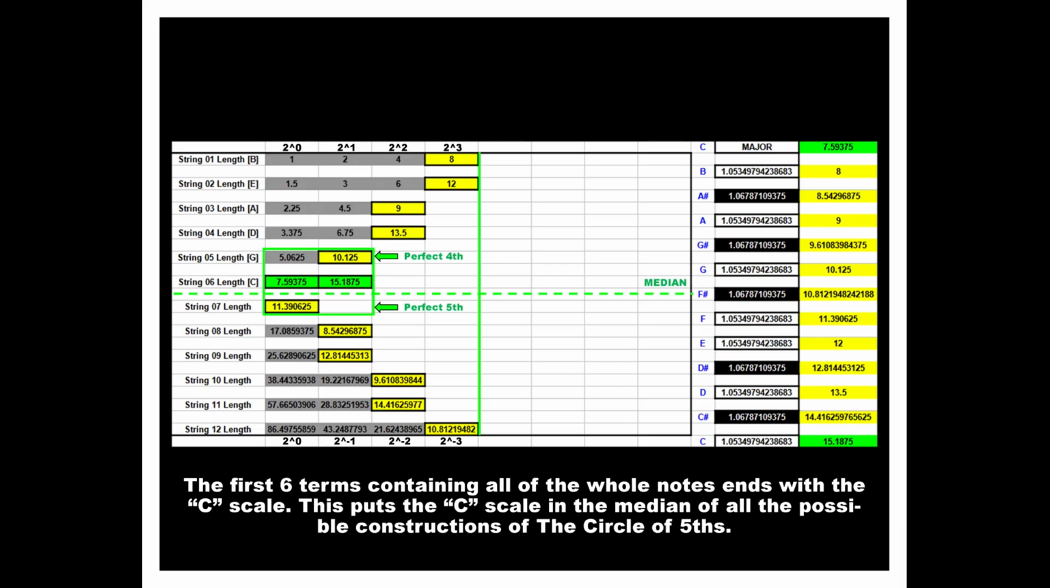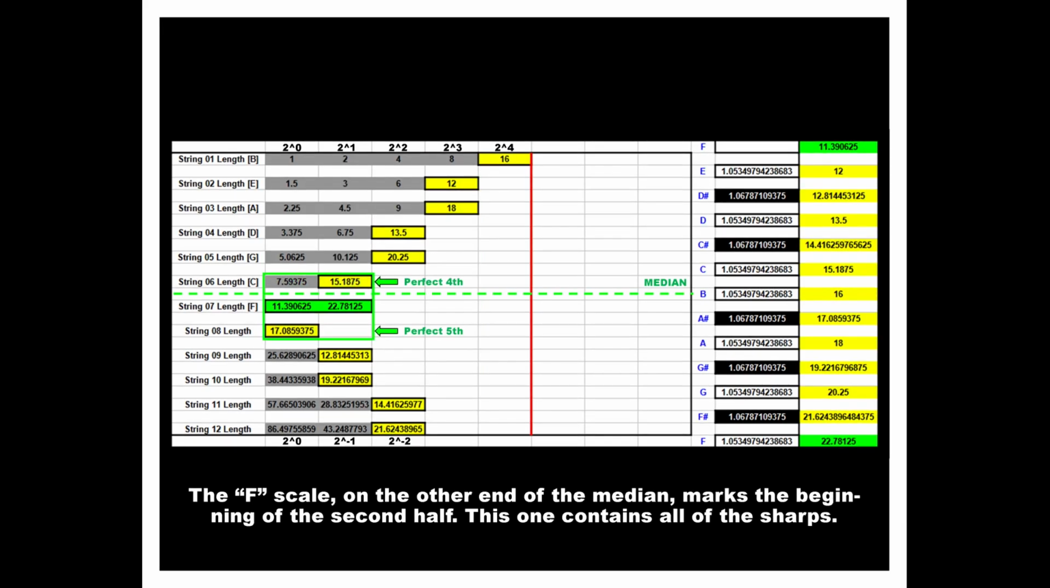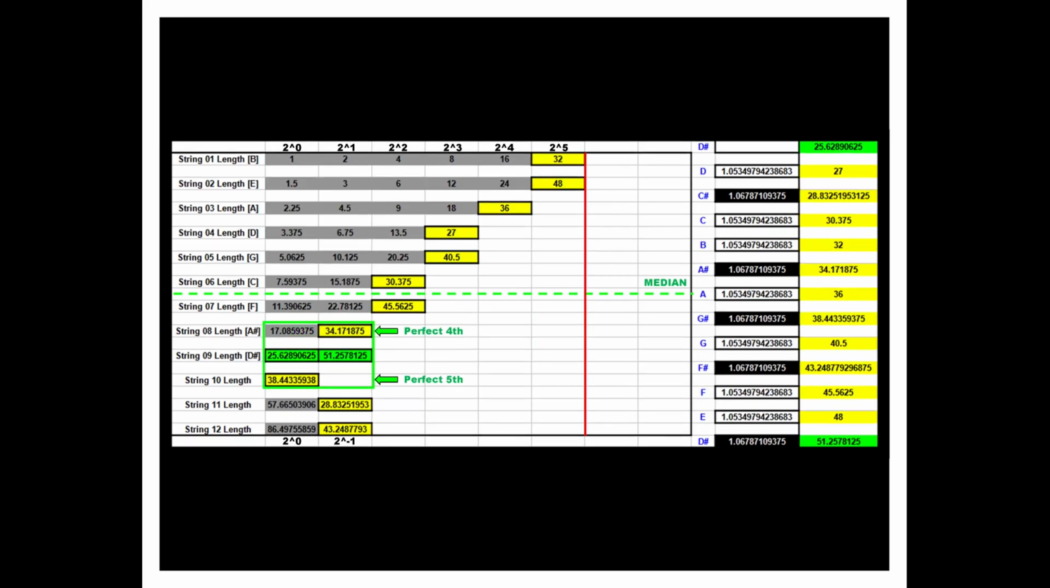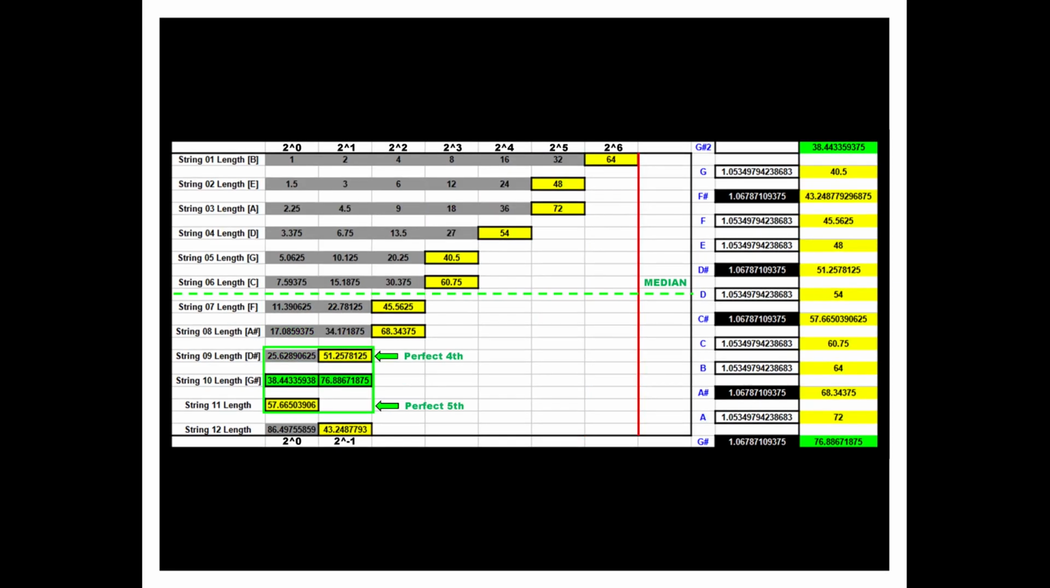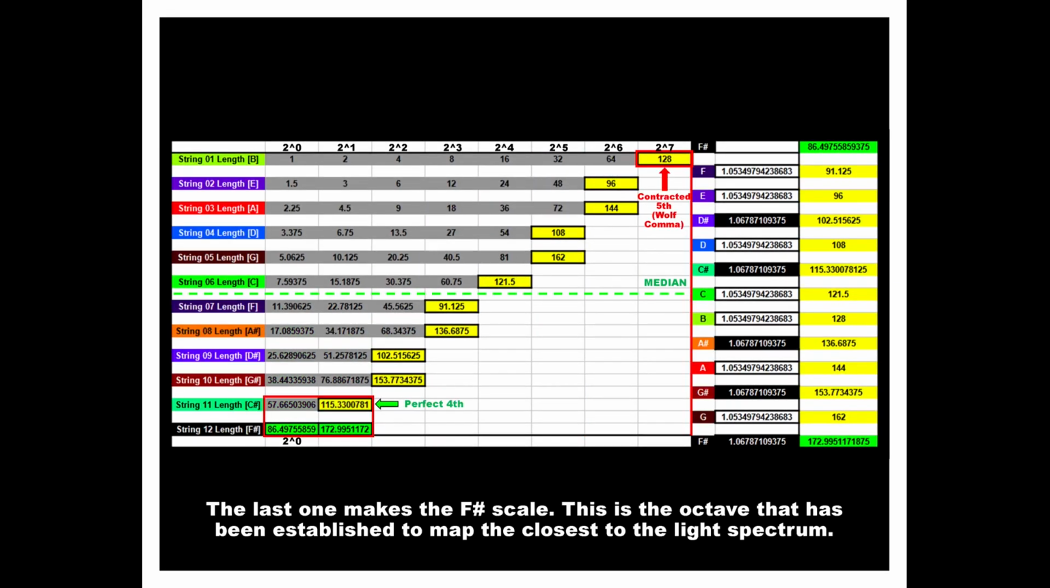So when we look at the next string, it corresponds with F. Now, B through F are all the white keys on the keyboard. We call those whole notes. But F falls on the side where all the sharps and flats, the black keys, fall, as we're going to find out here. So if we keep going down, now we have A sharp, D sharp, G sharp, C sharp, and finally F sharp. Now this one's got some color going on.